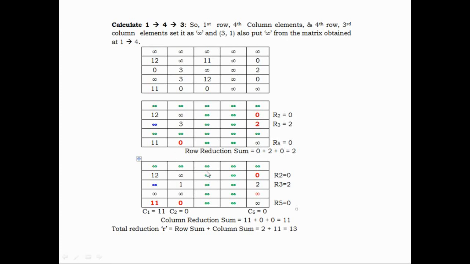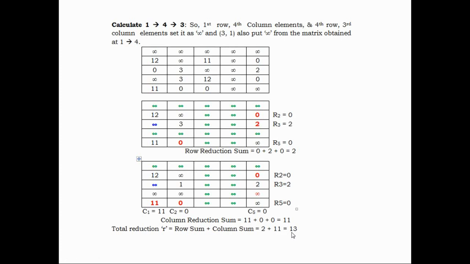And in the same fashion, from all the columns also subtract the minimum elements. Here C1 equals 11, C2 is 0 and C5 is 0. That is column reduction sum, here it is 11 plus 0 plus 0, which is 11. Total reduction R equals row sum plus column sum, that is 2 plus 11, which is equal to 13.